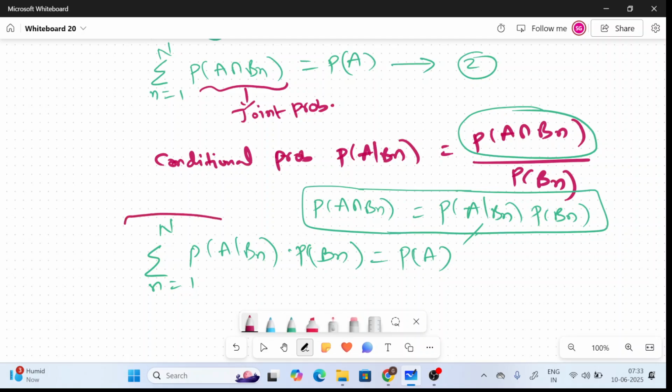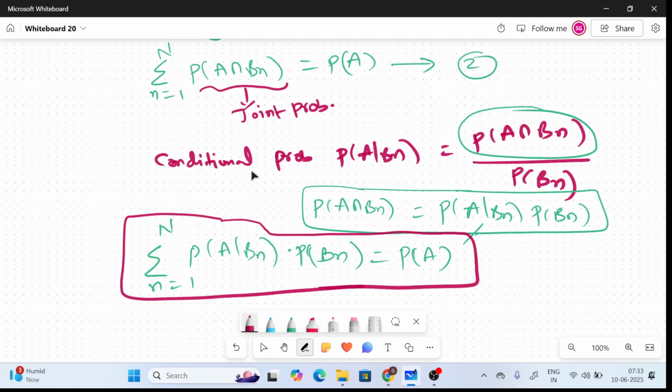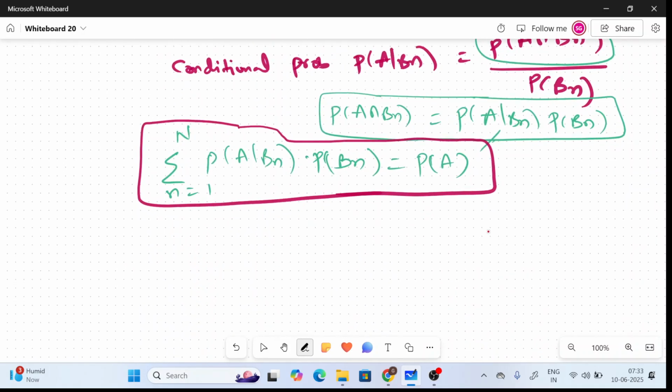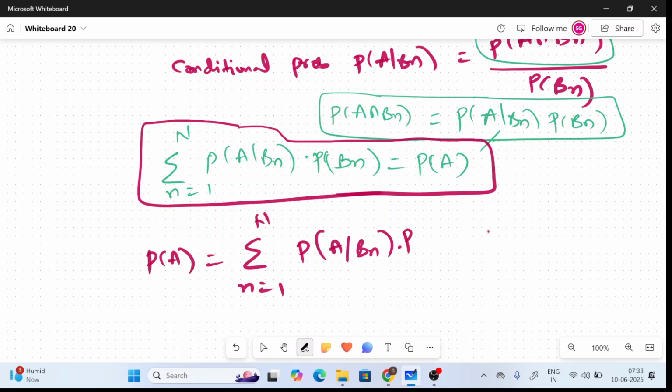So this is what we wanted to prove. Finally, what you can conclude is that the total probability of A can be rewritten as the summation n is equal to 1 to capital N of P of A given Bn into P of Bn. This is the total probability.